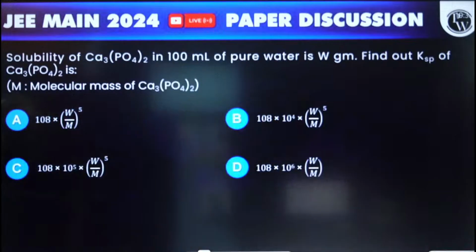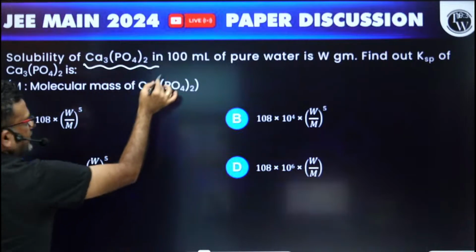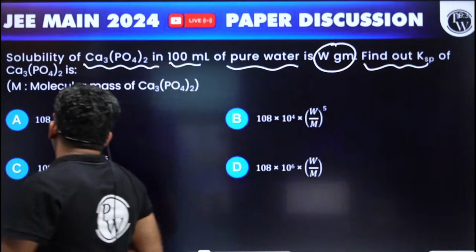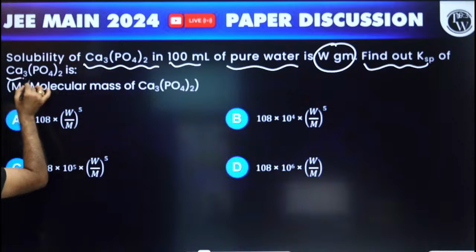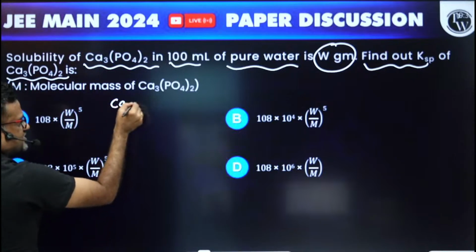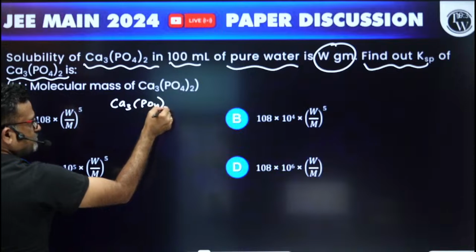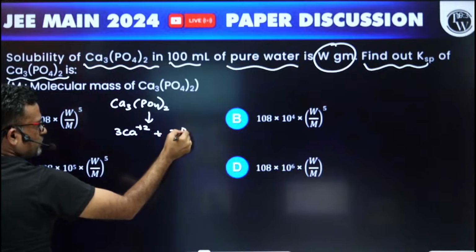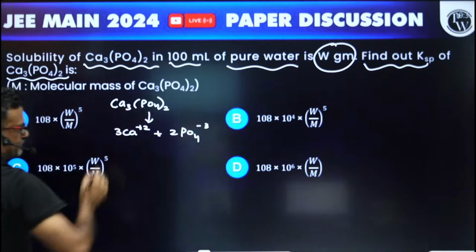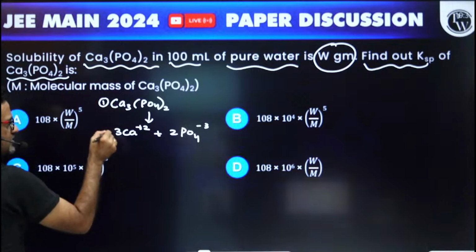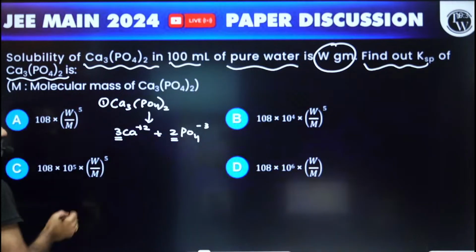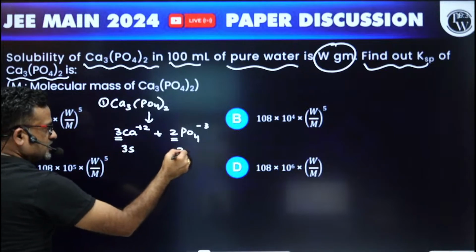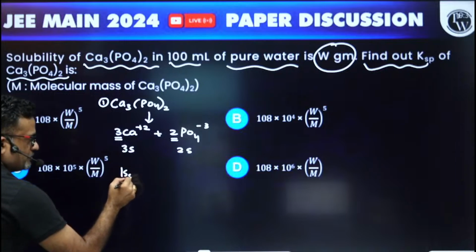Next. Solubility of calcium phosphate in 100 ml of pure water is W gram. Find out its solubility product. Solubility product of calcium phosphate. Calcium phosphate is what? Ca3(PO4)2. It would give me what? 3Ca2+ plus 2PO4^3-. If it is 1 mole, this is 3 mole and this is 2 mole. Suppose if S mole would have got dissociated, this would give me 3S mole, this would give me 2S mole. What is solubility product?